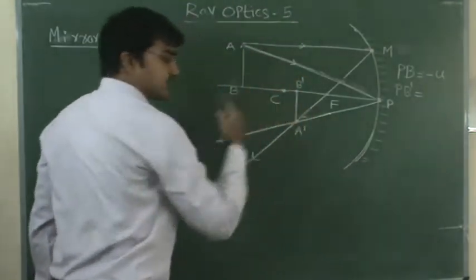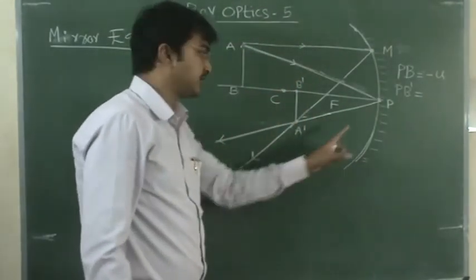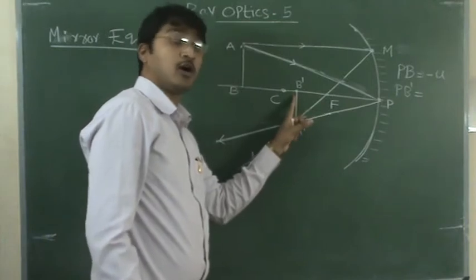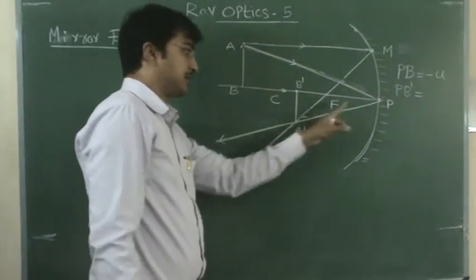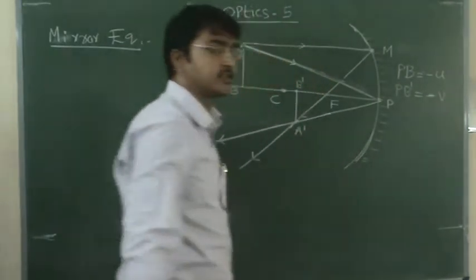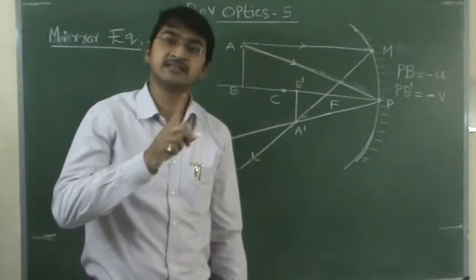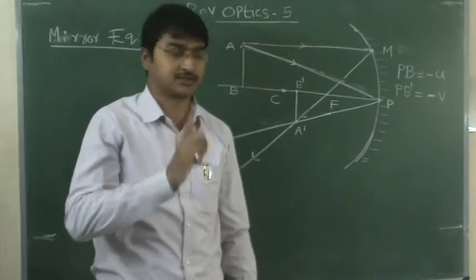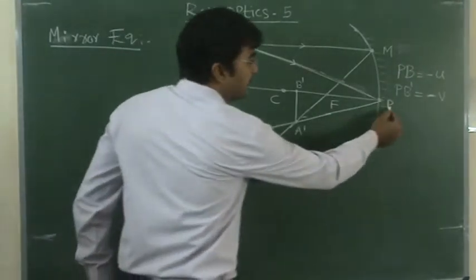So PB dash. This is the distance of the image, the image of the object, PB dash. The image distance we can take, according to sign convention, as minus v. v represents the distance of the image. Next, PF.